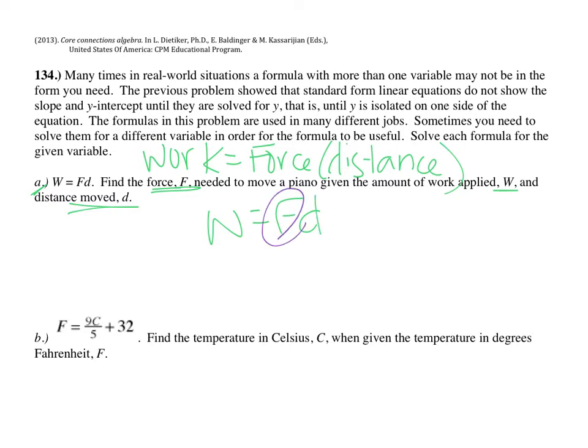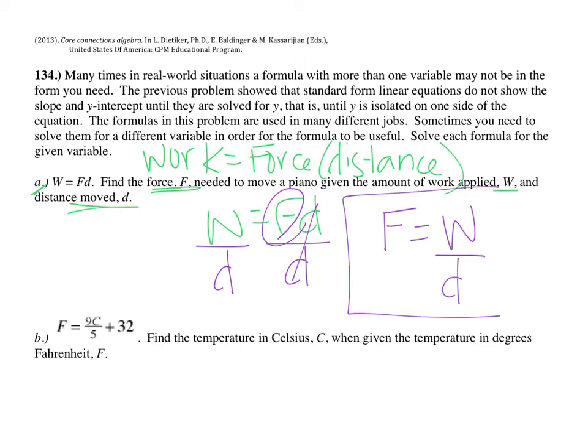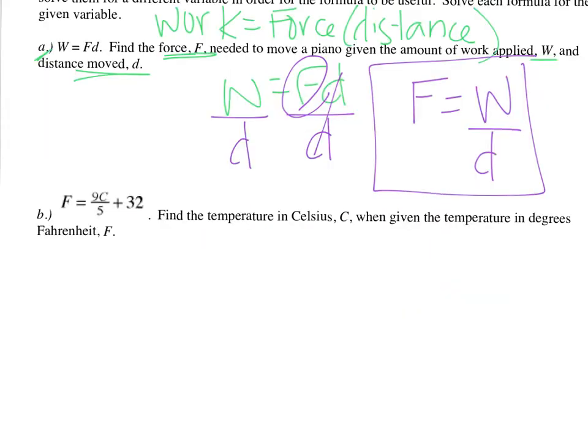So if we look to see what's going on, well, we're multiplying the force times the distance. So the opposite of multiplying by distance would be to divide both sides by distance. So our force is going to equal our work divided by the distance to move the piano. In part B, we are given that Fahrenheit is equal to 9 times Celsius divided by 5 plus 32. We want to find the temperature in Celsius C when given the temperature in degrees F. So we are going to solve for C.